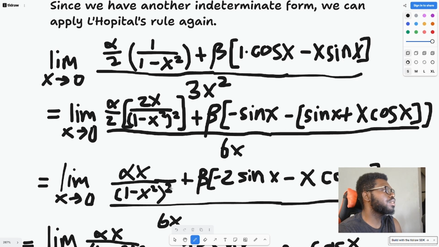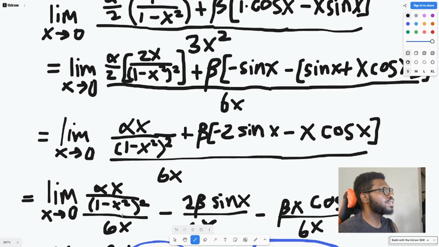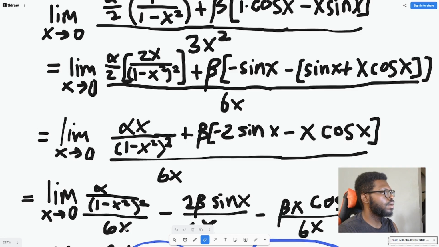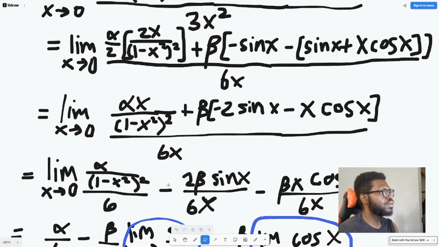Specifically, what we're going to do is just break this fraction up into smaller fractions and separate things to see what we get. And when we do that, we end up with these fractions here. At this point, we can make a bit of simplifications. These x's here are going to cancel, so we can just get rid of them. And then we end up with alpha over 1 minus x squared squared over 6.